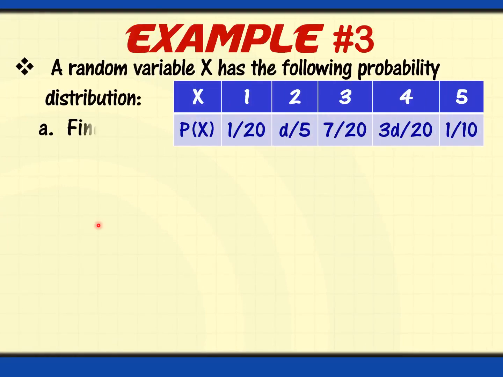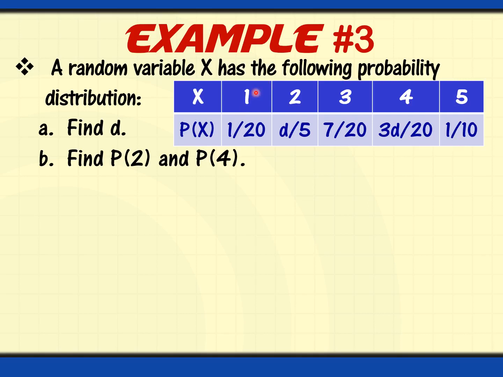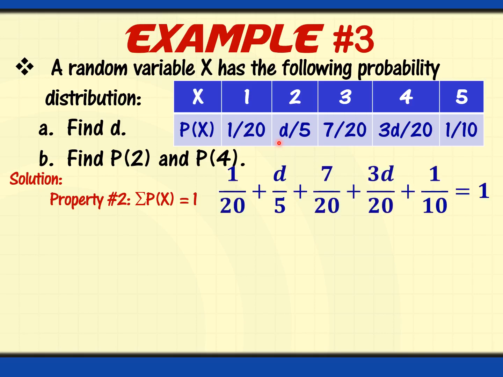Okay, let's have another example. So this time, this is the table, and you are asked to find the P of 2 and P of 4. Looking at the table, you will notice that the given probabilities are in fractions. But just the same, apply property number 1. The sum of all the probabilities should be equal to 1. So we just add them: 1 over 20 plus d over 5 plus 7 over 20 plus 3d over 20 plus 1 over 10 should be equal to 1.